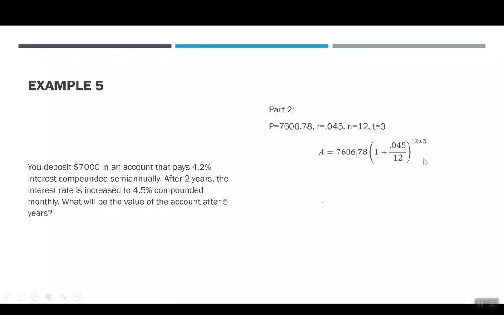Up here, 12 times 3, you can see I made that 36. So this is what I want to put in my calculator. And again, I encourage you, go ahead and try it. Make sure you're also getting $8,704.04 as your total.